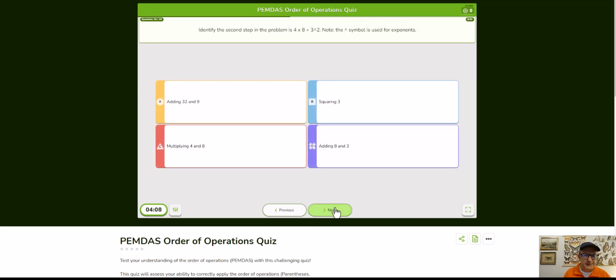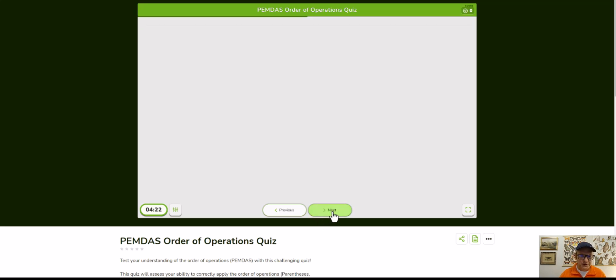Next, what's the second step in 4 times 8 plus 3 squared? Well, the second step is multiplying 4 and 8. Oh, I clicked the wrong answer. It's okay, I'm going to go back and click the right answer. You always want to double check your work.